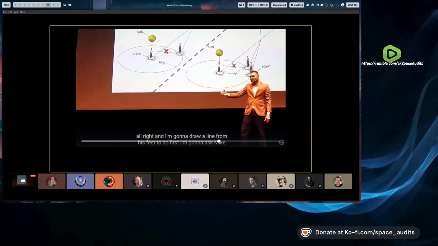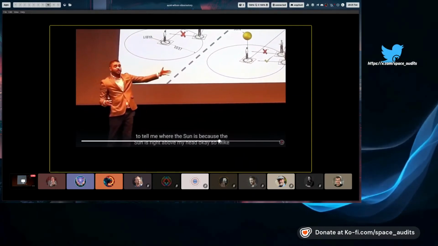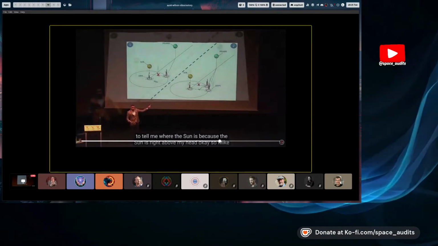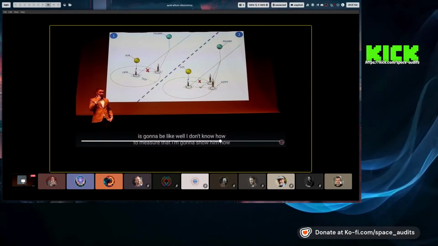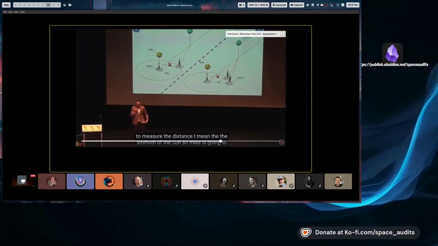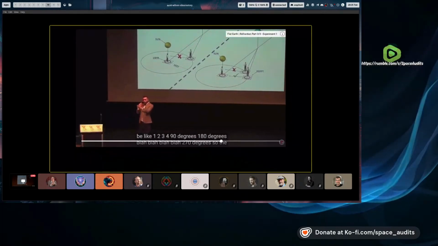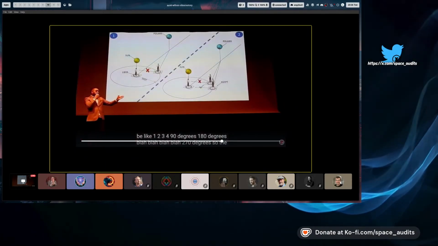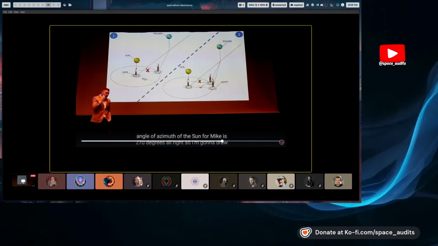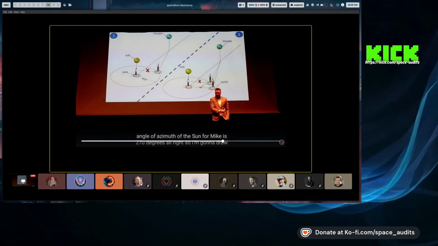First I'm going to ask Mike to tell me where the sun is, because the sun is right above my head, okay? Mike is going to be like, I don't know how to measure that. I'm going to show him how to measure the azimuth of the sun. So Mike is going to count 90 degrees, 180 degrees, 270 degrees. So the angle of azimuth of the sun for Mike is 270 degrees, all right?